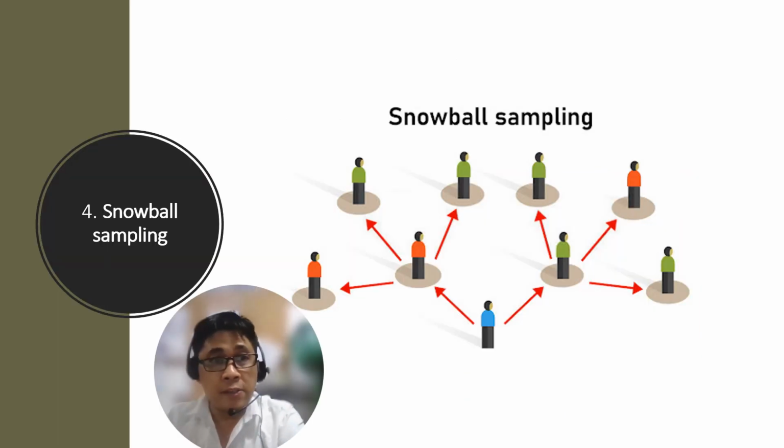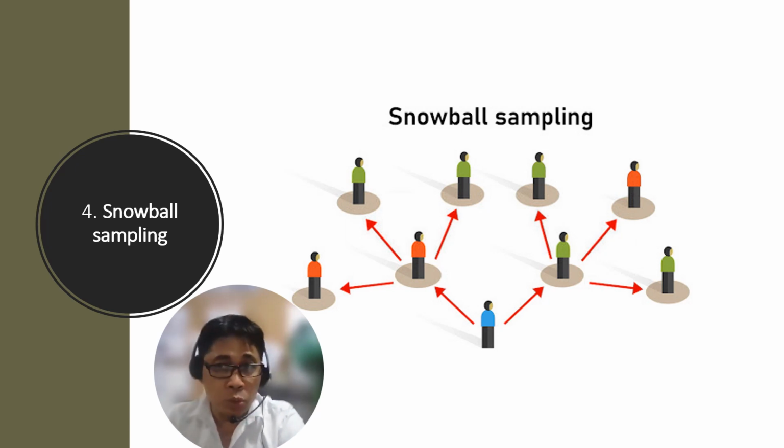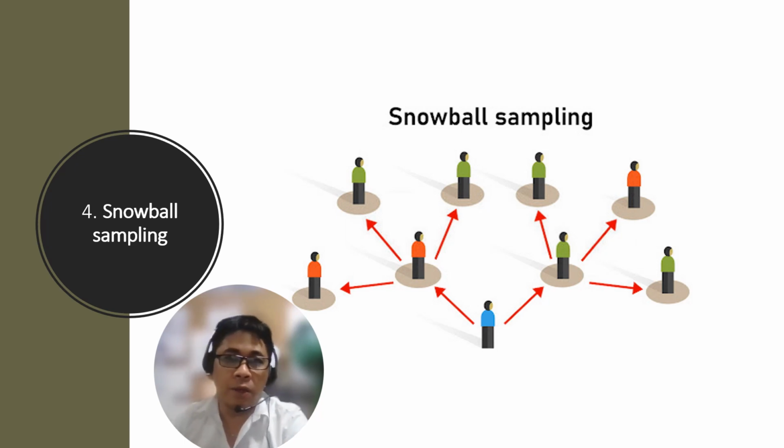So the last one is snowball sampling. Here, if the population is hard to access, snowball sampling can be used to recruit participants via other participants. For example, this is your original participant. He was able to recruit two, and these two participants were able to recruit three. Now it will continue according to the number of respondents you need.